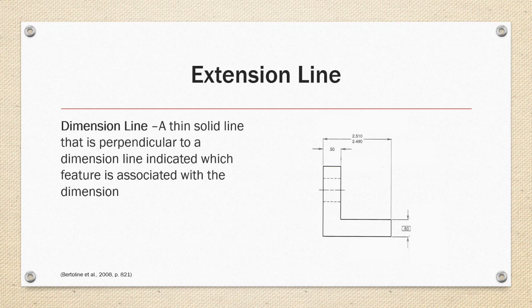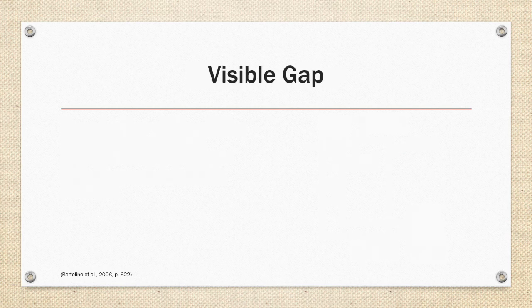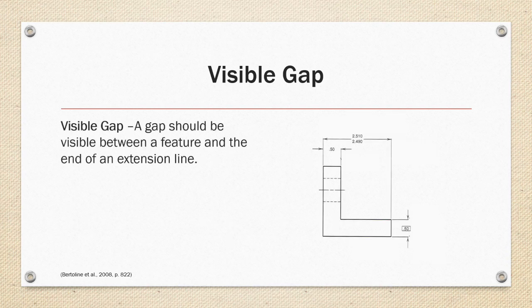Extension lines. An extension line is a thin, solid line that runs perpendicular to the dimension line and indicates which feature is associated with the dimension. See the image to the right, which highlights an extension line. Visible gap. A visible gap should be present between a feature and the end of an extension line, as shown in the image on the right. The gap should be 1/16 of an inch or 1.5 millimeters.